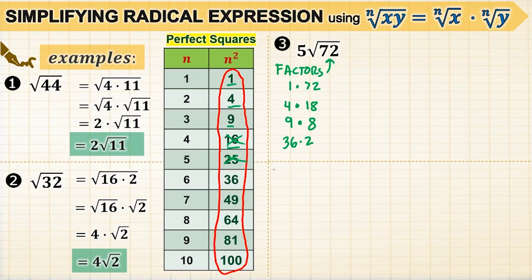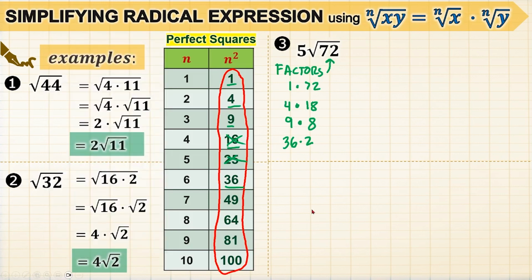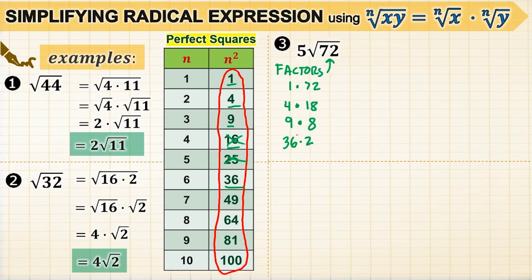Ayan na ba ang pinakamalaki nating perfect square factor, si 36? Tingnan natin. Try natin sa 49. Hindi na. Ayan, fraction or decimal. Try natin sa 64. I doubt yan. So, I think 36 times 2 would be the highest, or 36 would be the highest perfect square factor. So, that means, ayan na yung gagamitin natin as the factors of 72.